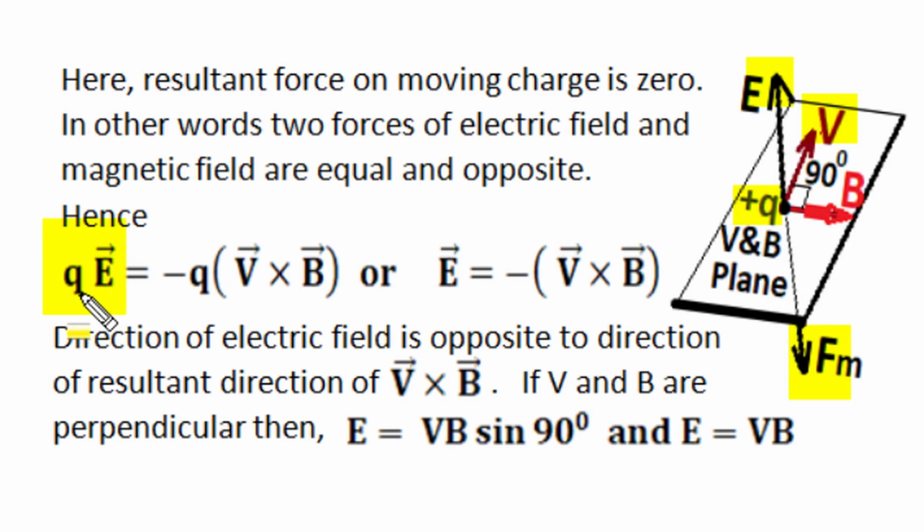the electric field is equal to Q times the strength of the electric field intensity, and the magnetic force perpendicular to the VB plane is given as charge multiplied by the vector product of velocity and magnetic field flux density. Both are equal in magnitude and opposite in direction. This negative sign indicates the opposite direction of the magnetic force from the electric force, as it is clear also from this diagram.